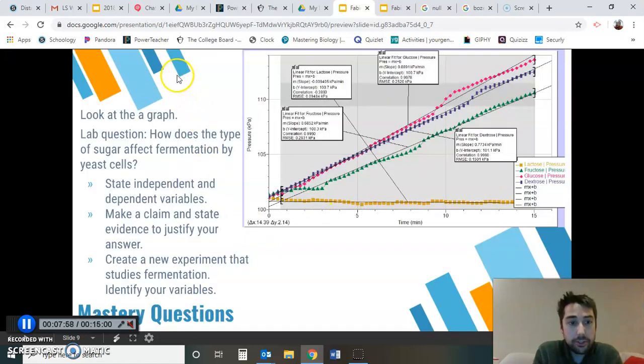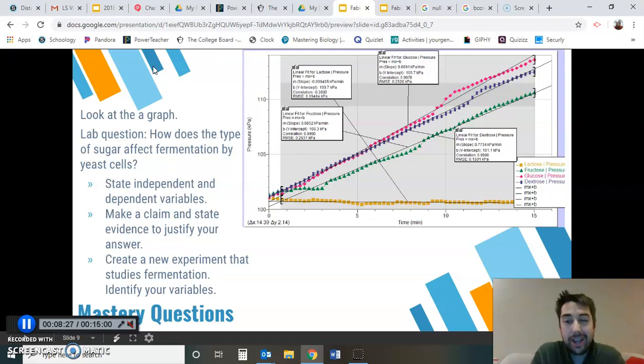So what I think you should do for mastery questions right now is just, this is a different lab that we've done in AP. It is a fermentation lab. So how does the type of sugar affect fermentation by yeast cells? So looking at our data table here, what are our independent and dependent variables? Okay, make a claim and state evidence to justify your answer, and create a new experiment that studies fermentation. Identify your variables then, right?